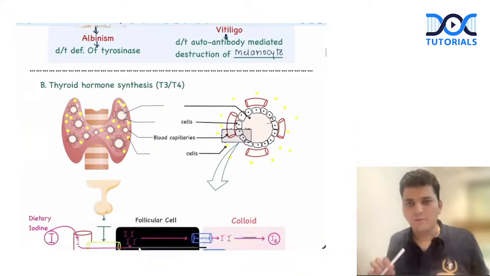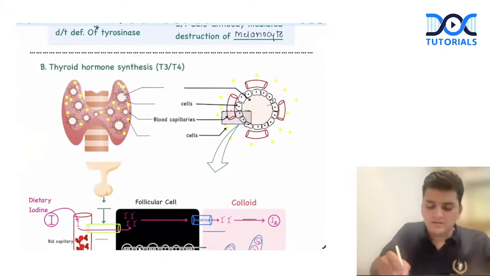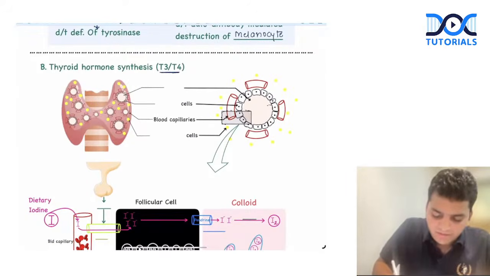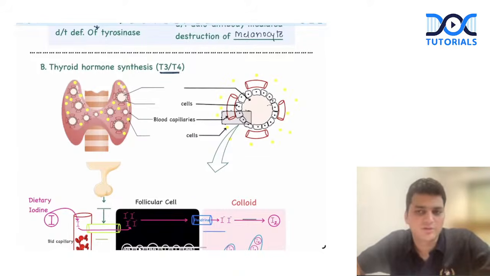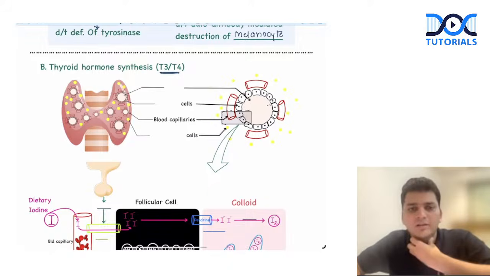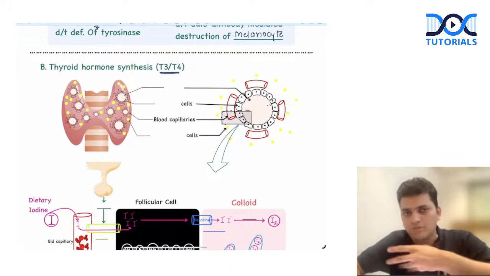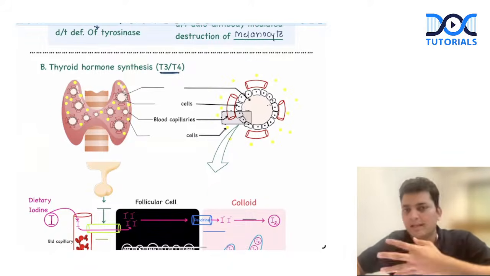The last point before the break, it is the thyroid hormone synthesis, the T3 and T4. And this will help us not just in biochemistry, it will help you in endocrinology, it will also help you in pharmacology and physiology. How the thyroid hormone is made. See, in the thyroid gland, we are making mainly 2 hormones. One is the thyroid hormone and second is the calcitonin.